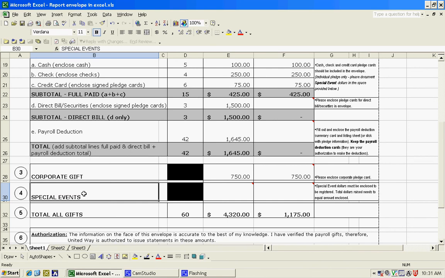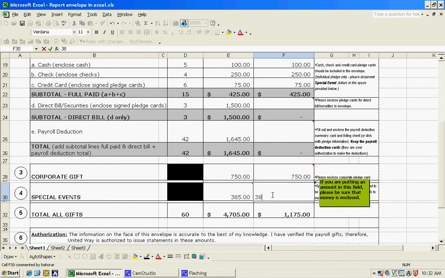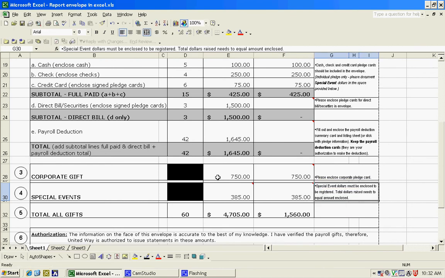Section 4 deals with special events. This section is for your raffles, your Jeans Day, etc. If you have an amount in this cell, you should also have an amount in this cell, and vice versa. As you can see, there's comments in the cell and to the right of the cell, reminding you that special event dollars must be enclosed to be registered. Total dollars raised needs to equal amount enclosed. So let's say that we raised $385 at our raffle, and because we raised this, we are also going to be enclosing this money. $385 is enclosed.